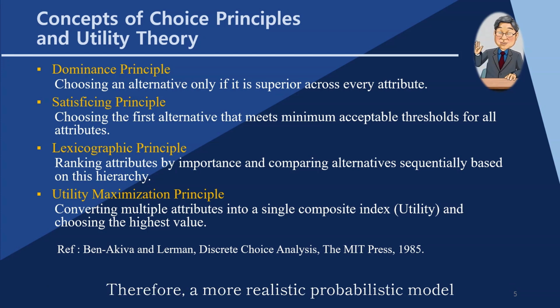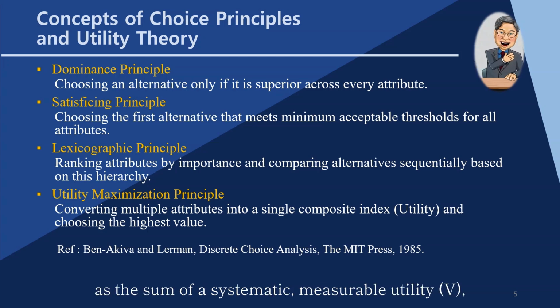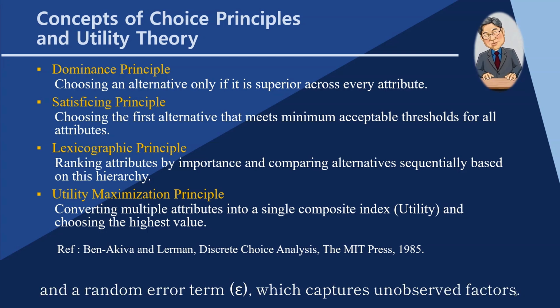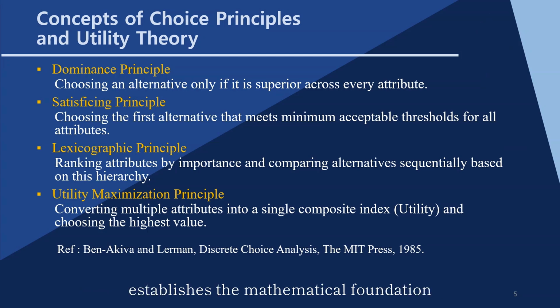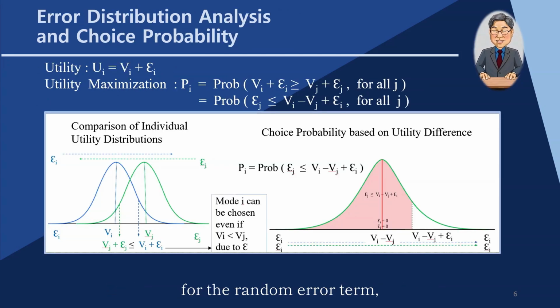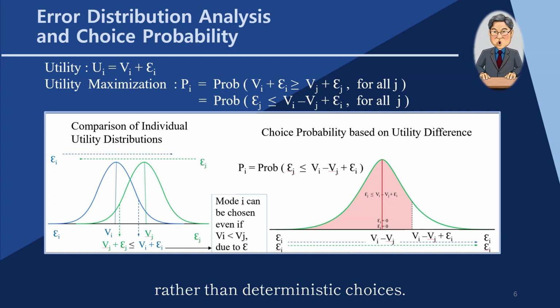Therefore, a more realistic probabilistic model defines total utility, U, as the sum of a systematic measurable utility, V, which the analyst can observe, and a random error term, epsilon, which captures unobserved factors. This sophisticated structure establishes the mathematical foundation for probabilistic discrete choice models. By assuming a specific probability distribution for the random error term, analysts can derive choice probabilities rather than deterministic choices.